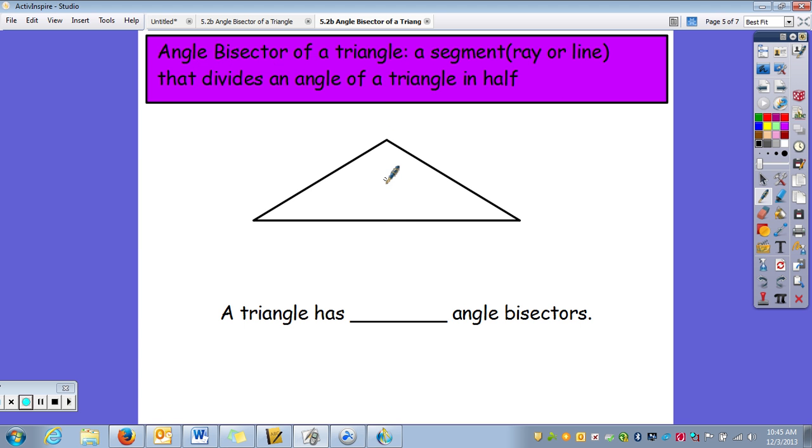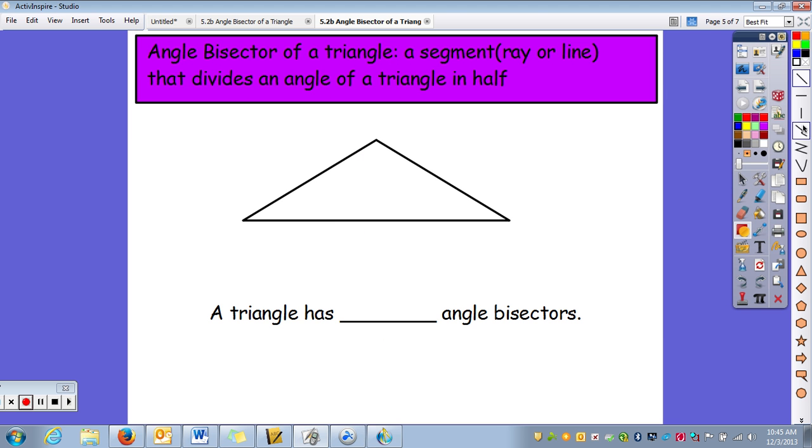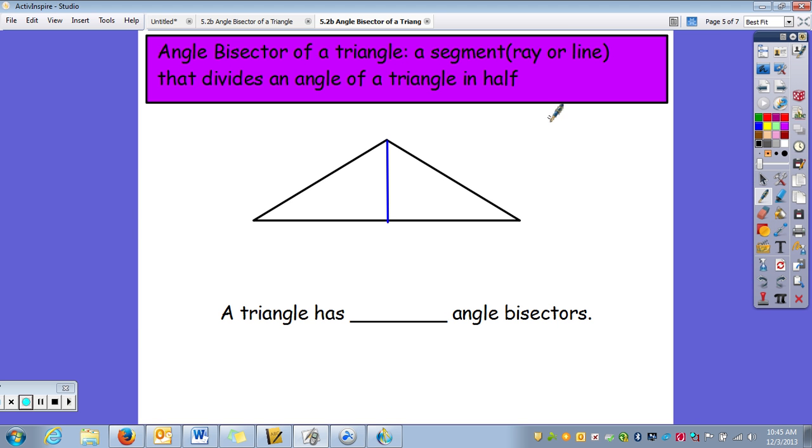So we're going to bisect the angles of the triangle. A ray, segment, or line is going to divide it in half. So let's draw that on here. So I'm going to bisect this angle best I can. So if that is a true angle bisector, that means this is congruent to that. So how many angle bisectors does a triangle have? Well, I can bisect this angle, this angle, and this angle. So since a triangle has 3 angles, there are 3 angle bisectors.